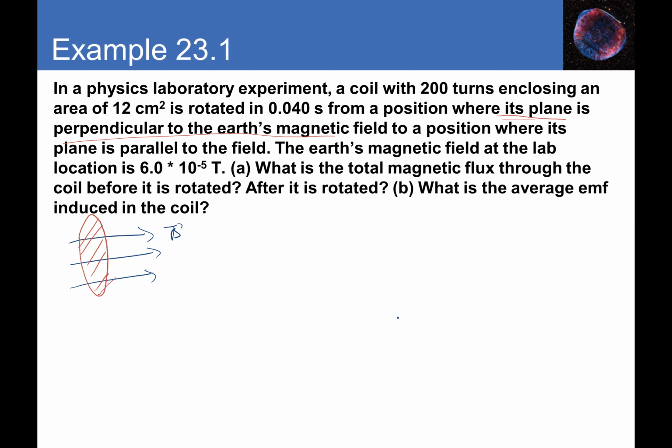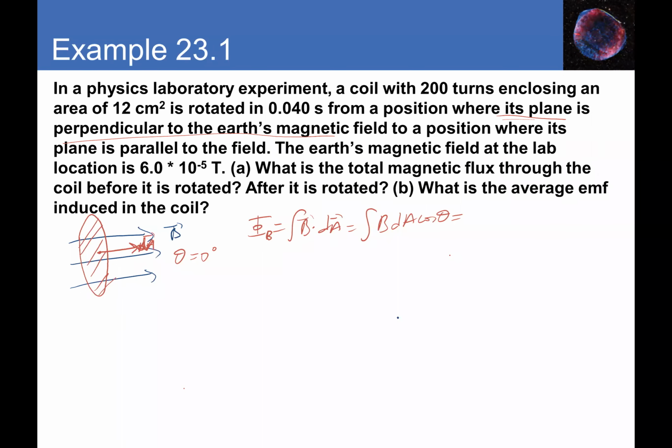Its plane is perpendicular to the magnetic field, which means if I draw this vector A, or dA, same thing, then the angle theta is 0 degrees. I can use this to calculate the magnetic flux, which is the integral of B dot dA, or the integral of B dA cosine of theta.